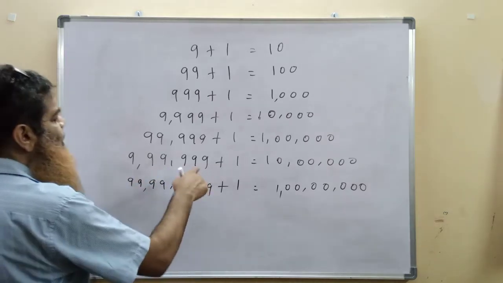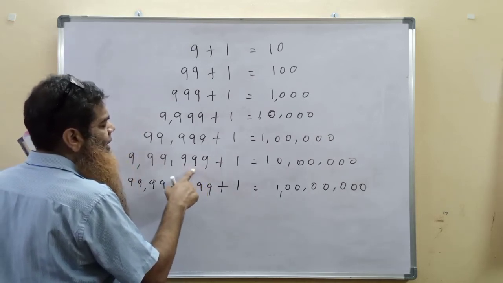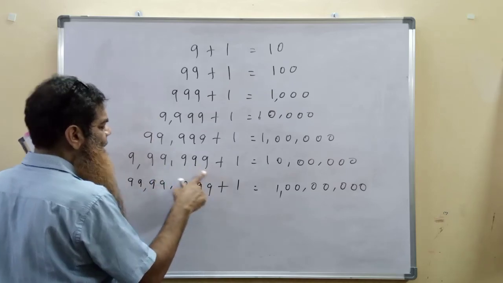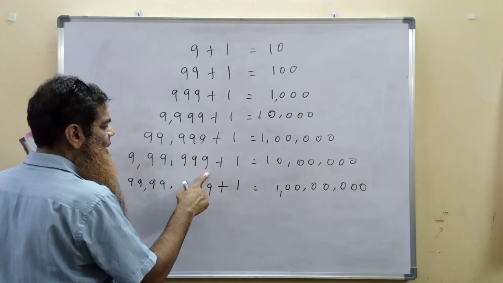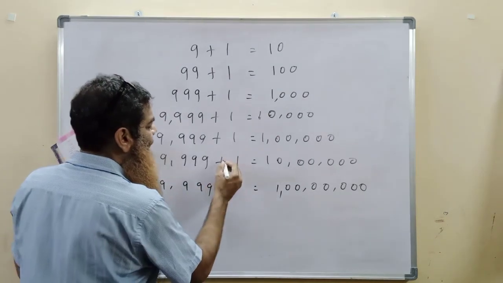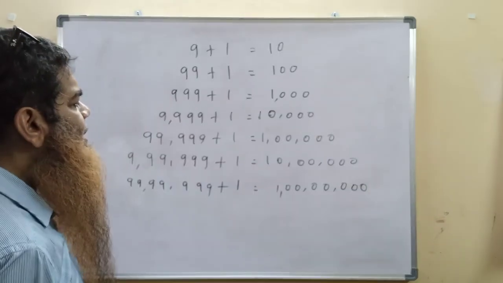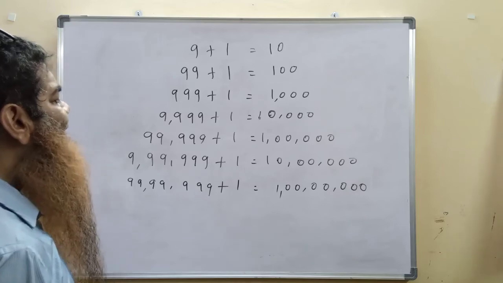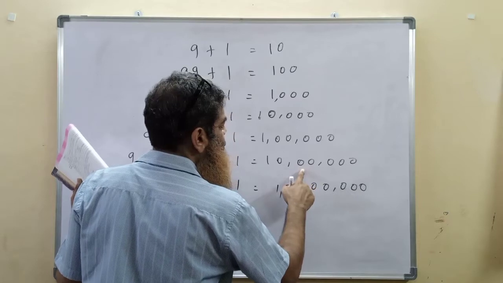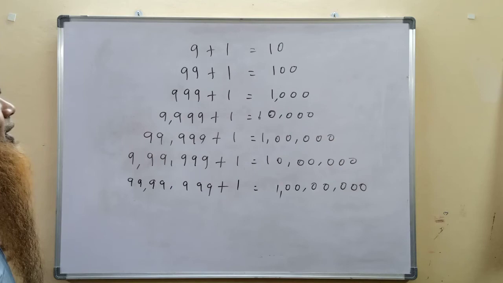9,99,999. If we read from the other way, 9, 99, 999, 9,999, 99,999, 9,99,999. If we add 1 to it, it becomes the smallest seven digit number. It is called 10 lakhs. We have three zeros, two zeros, 5, 6, 7. This is the smallest seven digit number. It is called 10 lakhs.